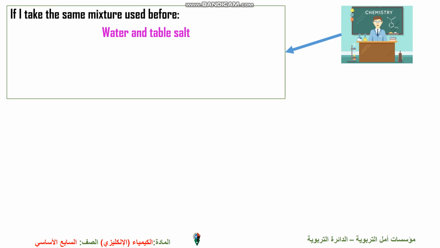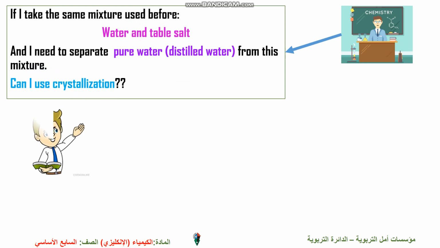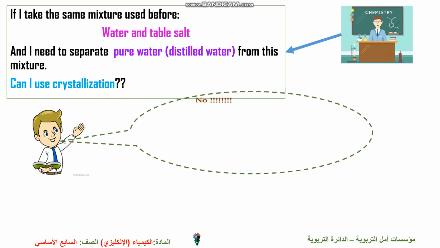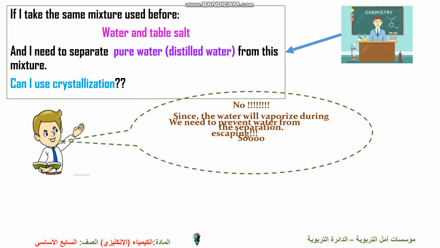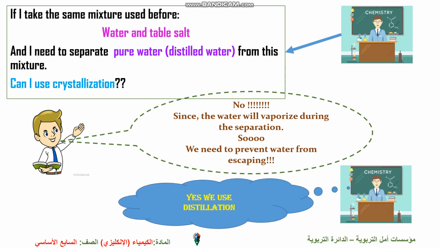Here, I want to ask you a question. If I have the same mixture used before, which is water and table salt, and I need the pure water, not the table salt, can I use crystallization? The answer is no. Why no? Because the water will vaporize during this separation. So I should prevent water from escaping. Very good answer. So we use distillation.